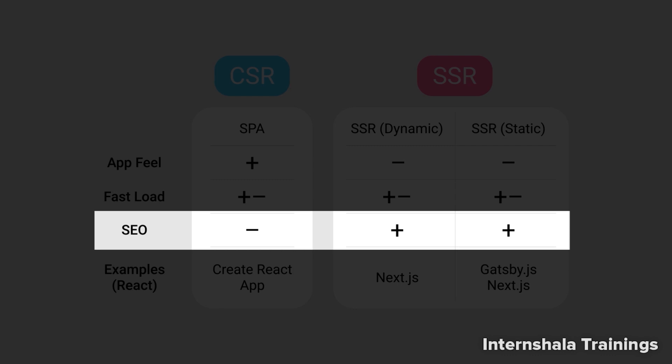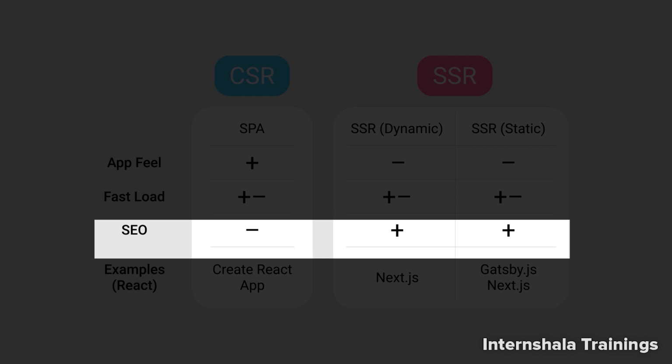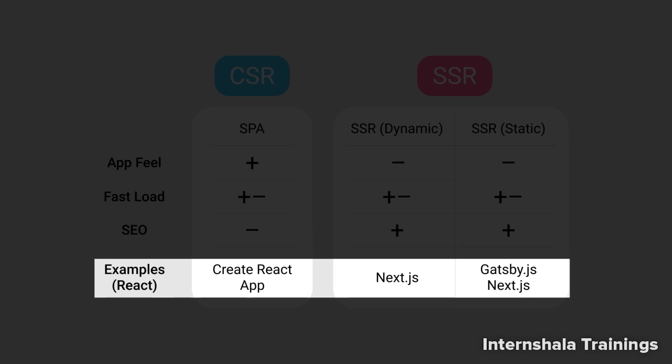Okay, now what do we have here? We also have examples with React. For single page apps, Create React App is the most popular boilerplate out there, and we will use that one during our course. This is very popular, and most likely when we start a new React project, we will pick Create React App. Then we have Next.js and Gatsby.js for server-side rendering.